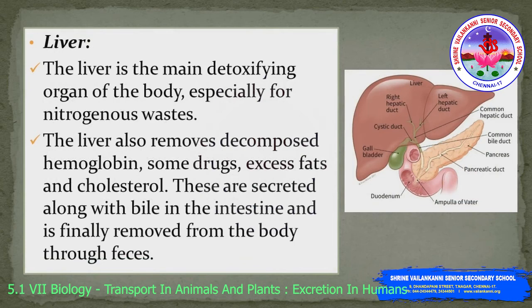The next accessory organ of excretion is the liver. The liver is the main detoxifying organ of the body, especially for the nitrogenous waste. The liver also removes decomposed hemoglobin, some drugs, excess fats and cholesterols. These are secreted along with the bile into the intestine, and it is finally removed from the body through the feces.